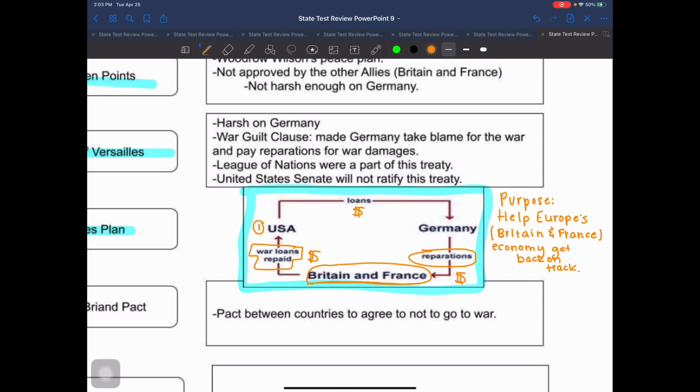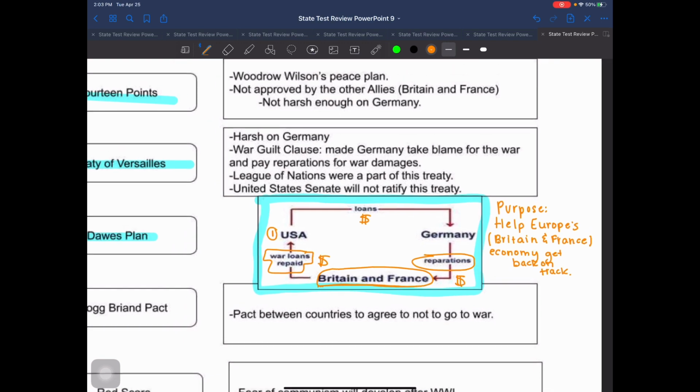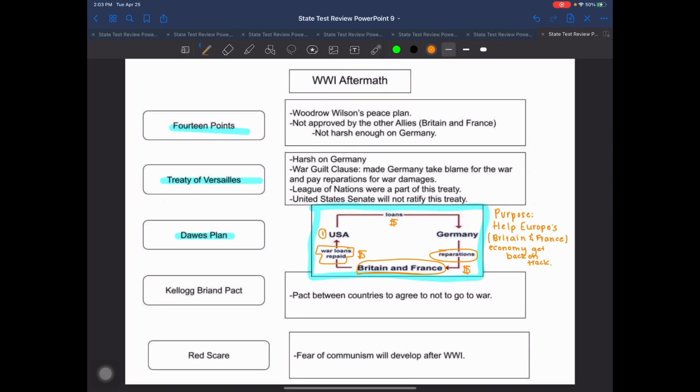So we don't want that to happen because we do a lot of trade and a lot of business with Britain and France. We want their economies to be as stable as possible because their economies are heavily connected to ours. So the main purpose is we want to get their economy back on track so that we can make sure that our trade, our businesses in the long run don't take a hit because Britain and France can't get back on their feet.